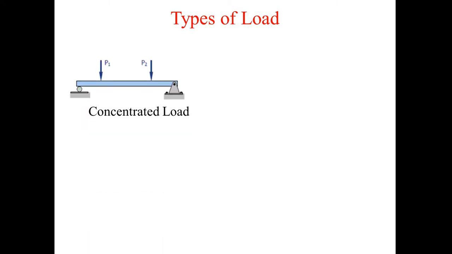The first type of load is the concentrated load, which is acting at a point. A load acting at a particular point is called a concentrated load. In this case, we have two points, one point P1 and another point P2. It is a kind of beam which is supported at the two ends.